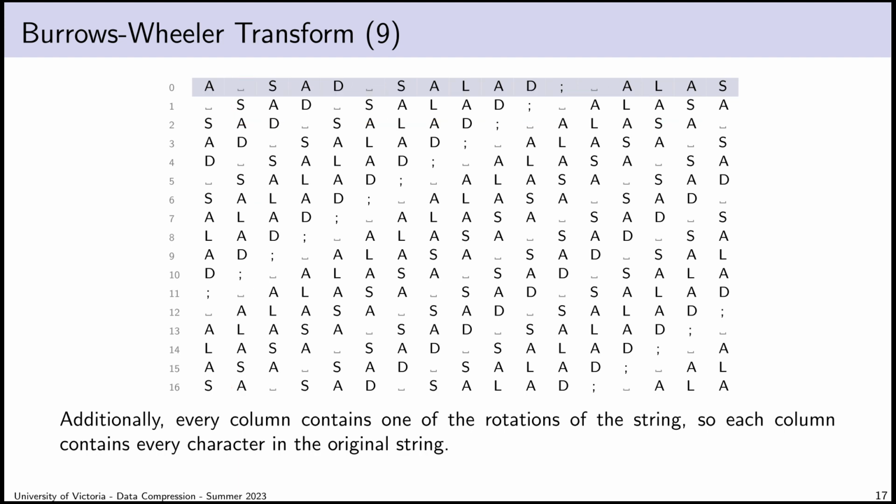One observation I want to make, though, is that because every column contains a rotation of the string at this point, the collection of all possible characters in the string will be the same collection that I find in every column. So every column contains every character that was in the original string. Even if I reorder the rows, that will still be the case. If I don't change the ordering of columns, but I just reorder the rows, every column will still contain the same collection of characters that my original string had.